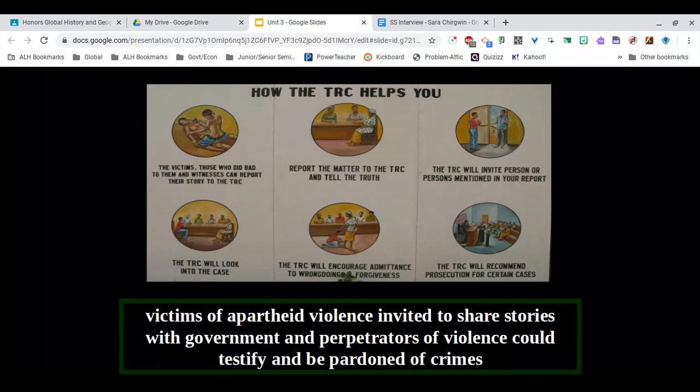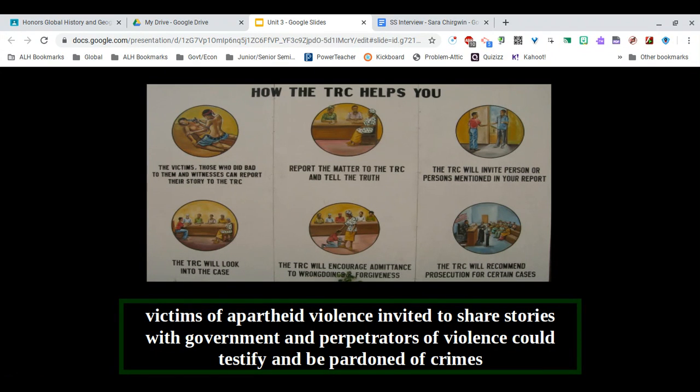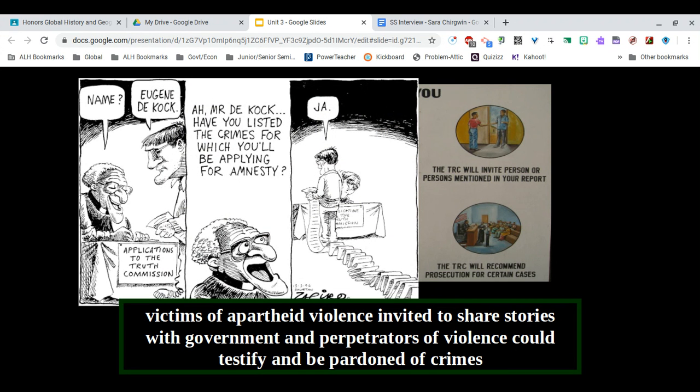And victims of apartheid violence were invited to share their stories with government, and perpetrators of violence could testify to be pardoned of their crimes. They would go and say, this is what I've done, and this is how I acted, so that they could be pardoned of their crimes. And if you look at this political cartoon, again, this being Desmond Tutu right here: "Mr. Danak, have you listed the crimes for which you will be applying for amnesty?" And he says, "Yeah," which means yes. And then you can see the long list of crimes that he was guilty of.